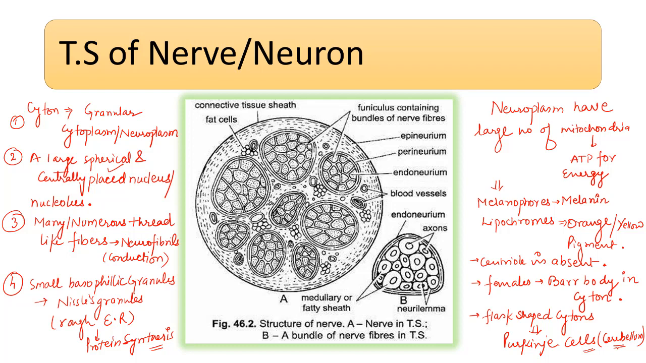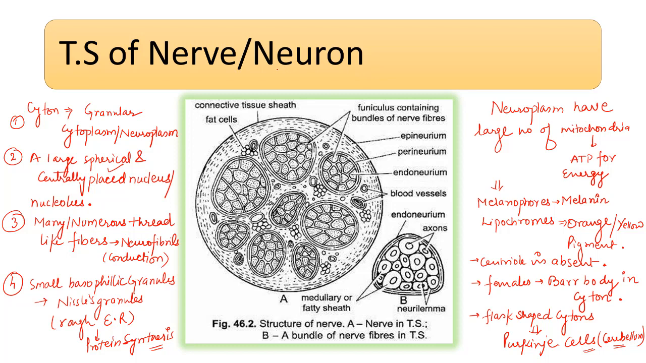Centriole is absent. Females have an extra X chromosome, which is known as what? Bar body in the cyton. Some cytons are flask-shaped, especially found in the cerebellum of the brain. And these flask-shaped cells are known as what? Purkinje cells.